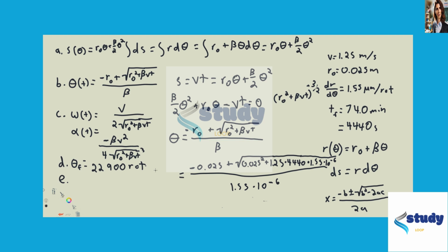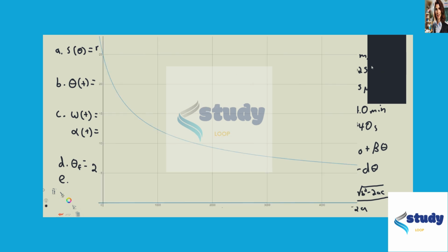And then E is just asking us to graph our equations for the angular velocity and angular acceleration against time. So I've just plugged the equations into a graphing calculator, and this is what they'll look like. Here is the angular velocity with respect to time. As you can see, it doesn't change much over this long run time, but over time the distance is very significant.